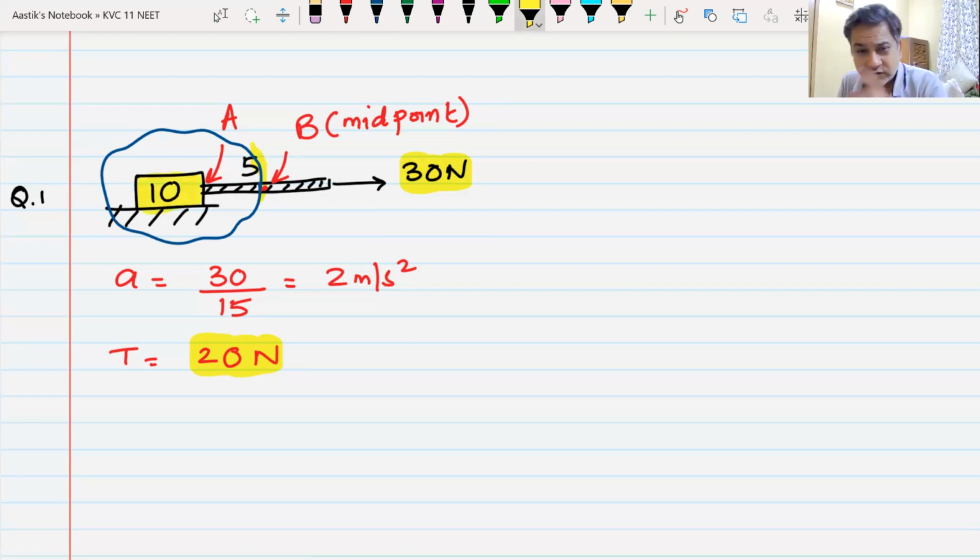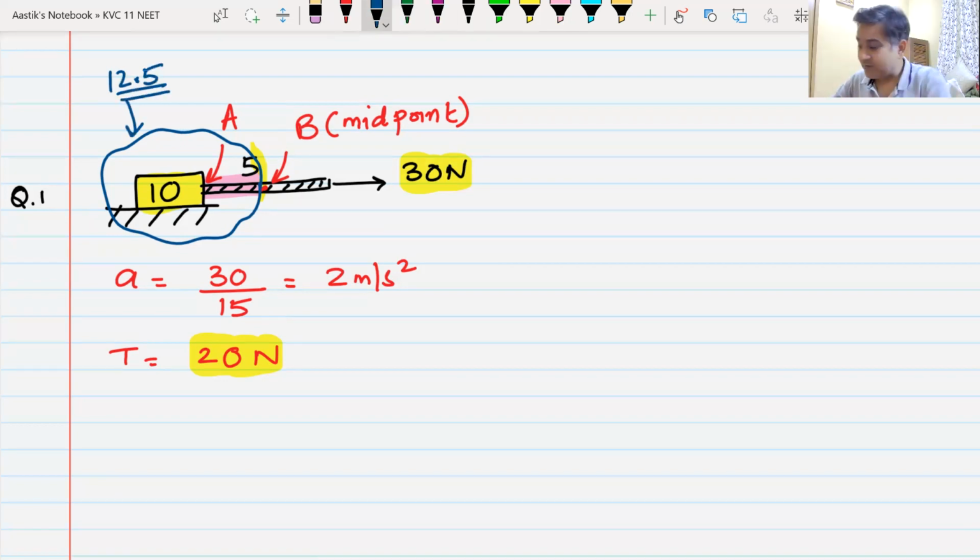What will be the mass of half of the string? 5 is the total mass. What will be the mass of half of the string? This half. How much will be the mass of this half? 2.5. So the total mass becomes how much? 12.5. Yes or no? The total mass of this one becomes 12.5.